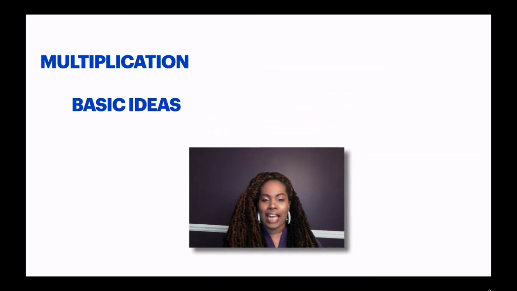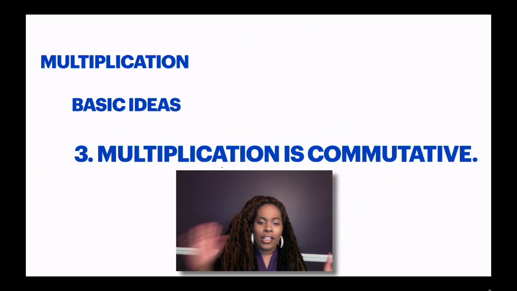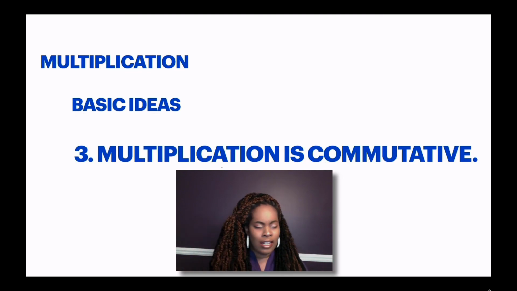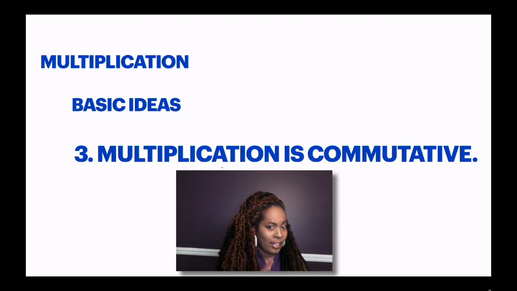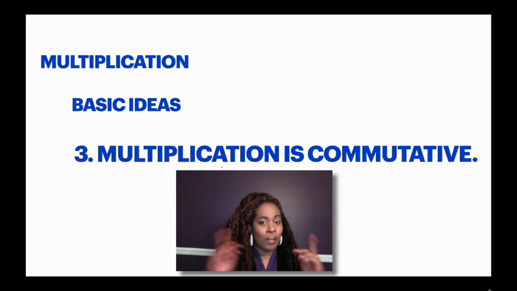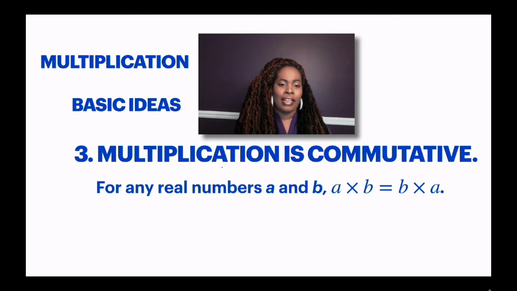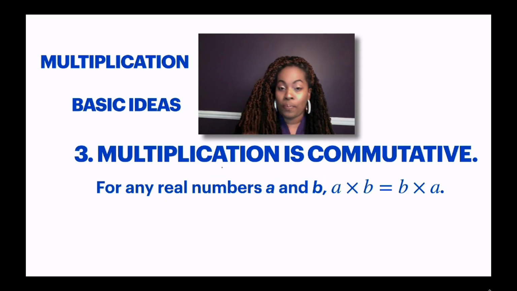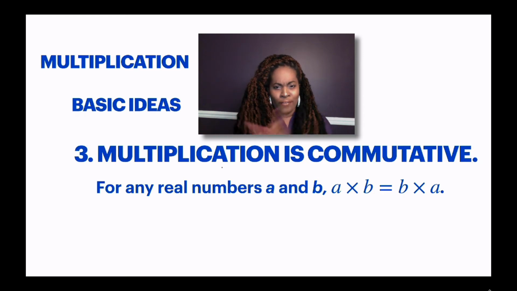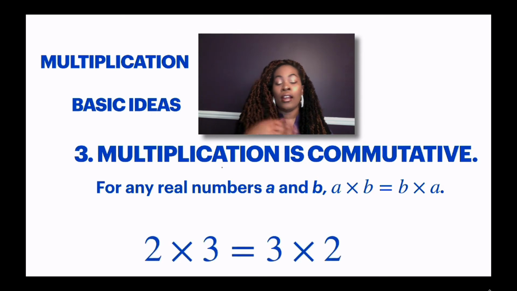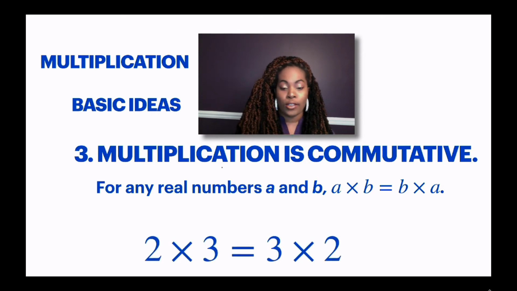Our next basic idea states that multiplication is commutative. Now, I know we've seen that before when we talked about addition, but it also applies to multiplication. And you remember what commutativity means, right? That means that for any real numbers, A and B, A times B is just equal to B times A. You see how we kind of just like reverse the order there? That's commutativity. So, for example, 2 times 3 is just equal to 3 times 2.